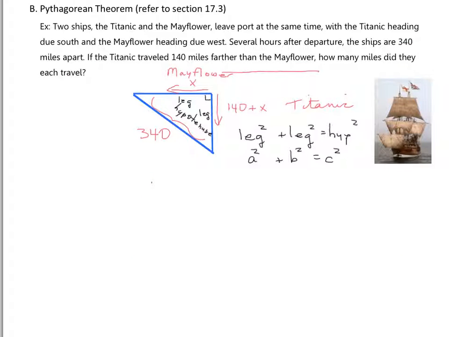So for the purposes of using the Pythagorean theorem, we're going to call a equal to x, b equal to 140 plus x, and c equal to 340. When we write our a squared plus b squared equals c squared, using our substitutions, we have a, which is x, all that squared, b, which is 140 plus x squared, and c squared is 340 squared.